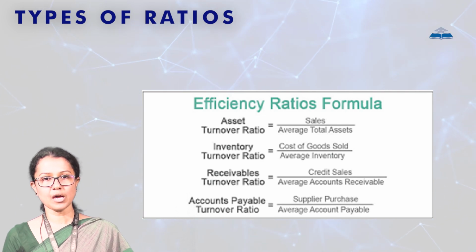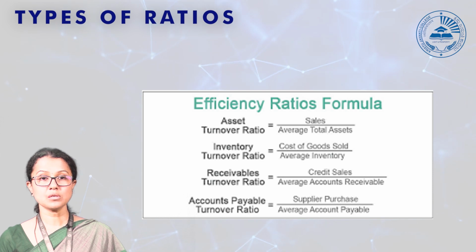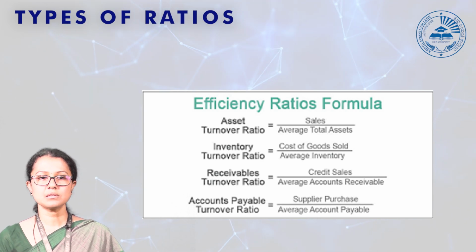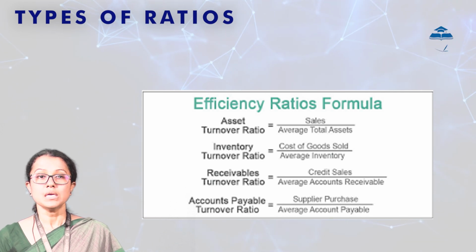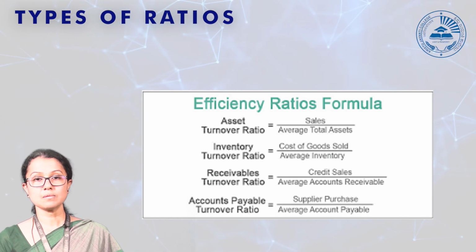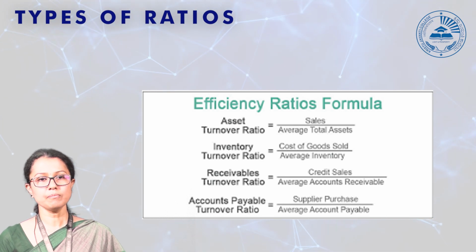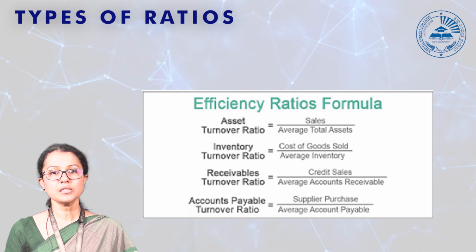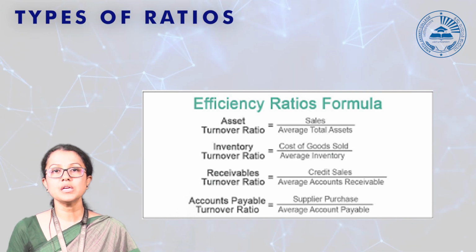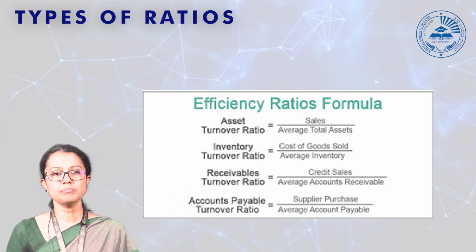Here we have different types of ratios, like the asset turnover ratio, inventory turnover ratio, receivables turnover ratio, as well as the payables turnover ratio. The asset turnover ratio connects my total asset values with the sales value or turnover value for the financial period. The inventory turnover ratio connects the cost of goods sold with my inventory. Inventory is nothing but my stock for a particular period of time.